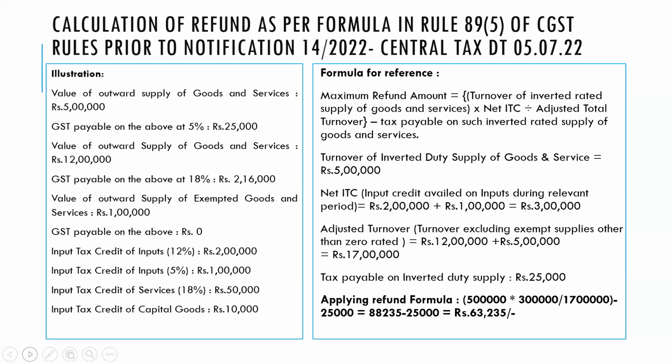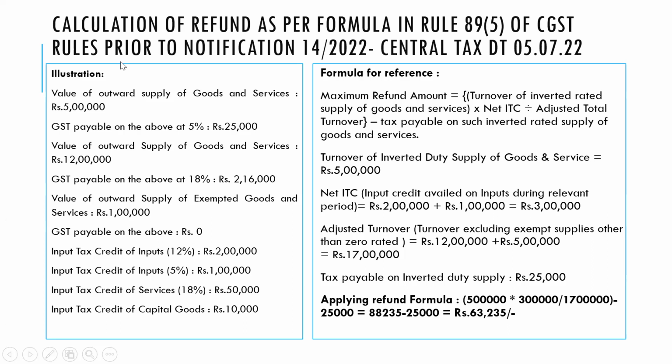Rule 89(5) was amended by way of Notification 14/2022 from 5/7/2022. So this is an illustration giving you the impact of the change in the formula. Earlier the formula was the turnover of inverted duty supply of goods and services into net ITC by adjusted total turnover, minus the tax payable on such inverted rated supply of goods and services.